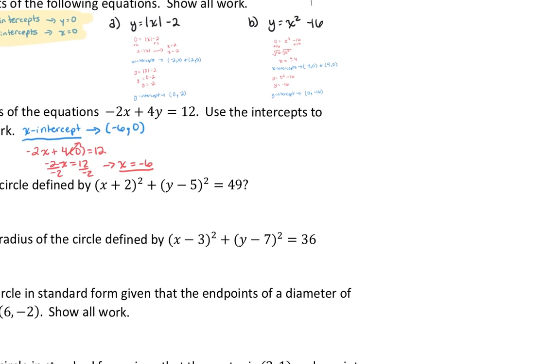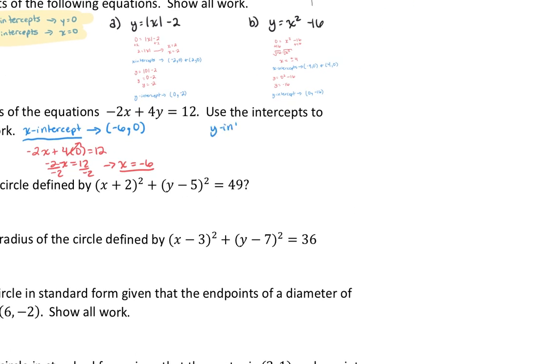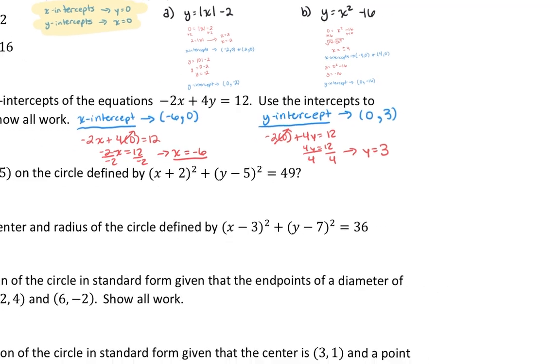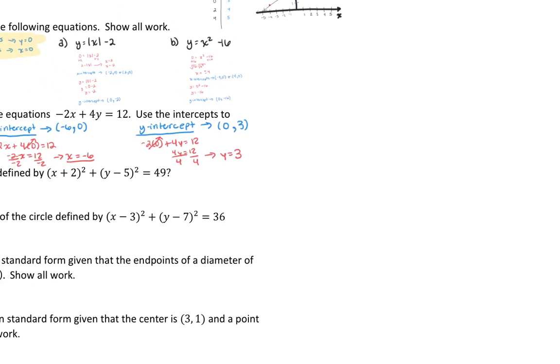And then we'll do the same thing for our y-intercept. We will plug in 0 for our x. This goes away. So we're left with 4y equals 12, divided by 4, divided by 4. Y is 3. So our y-intercept is 0, 3. And now it says we are going to use those two intercepts to graph this line.